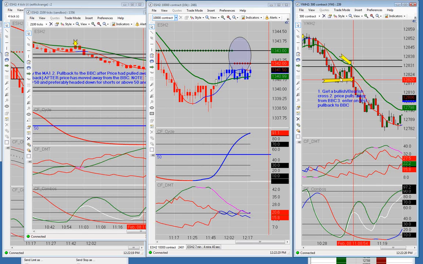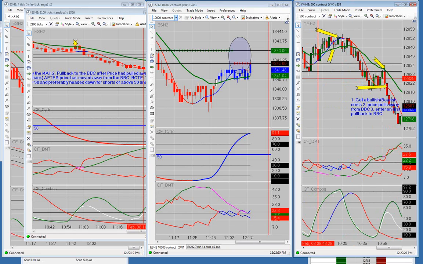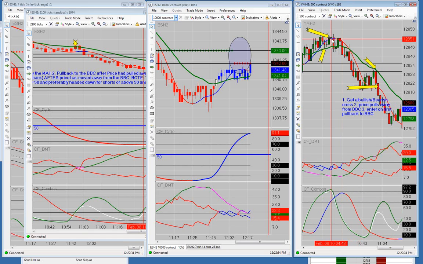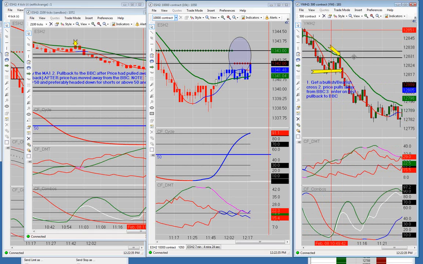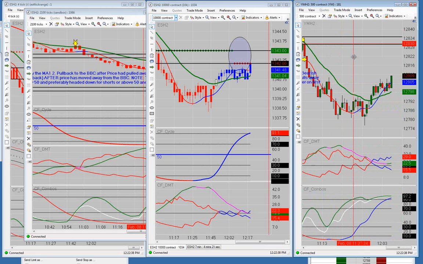Oftentimes the MA1 will hold price, like it ended up doing over here. The MA1 held the price and pushed it back down. So we call that the window of opportunity, and that's a great place to start taking profits or reduce your risk or any of those things.